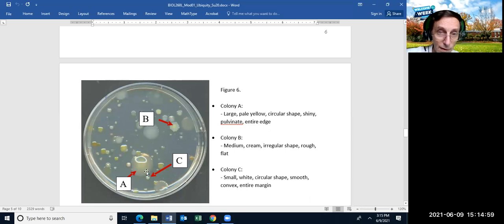Colony A is large, pale yellow in color, circular shape, basically circular. That's a little off circular right there, but that could be because of that colony. Shiny, pulvinate, that I can't see at all, and the margin is entire.